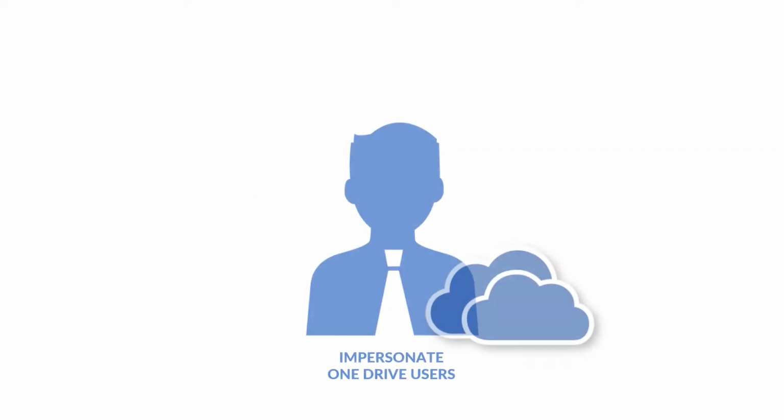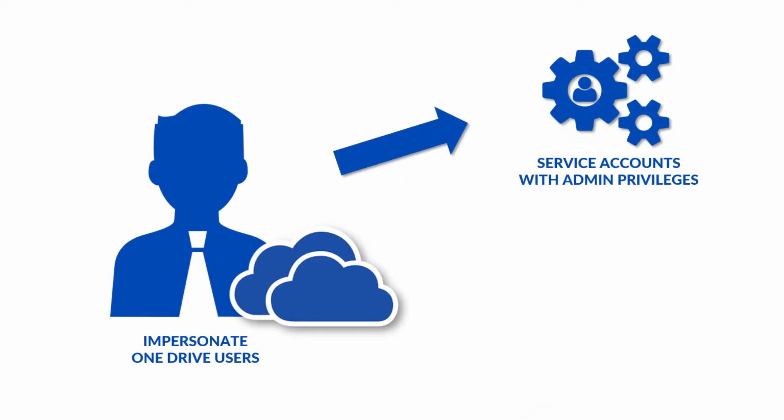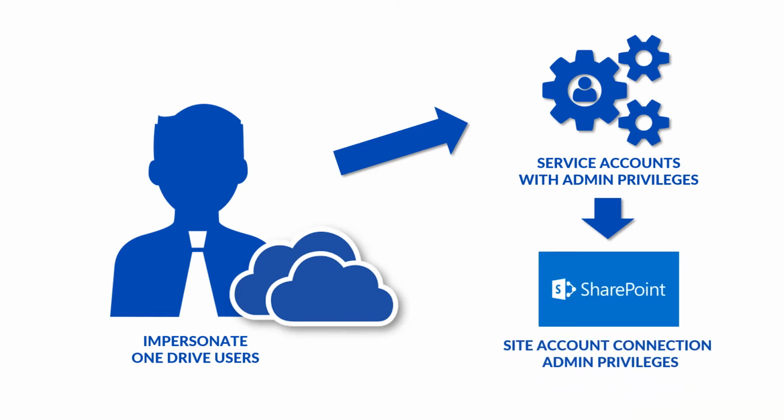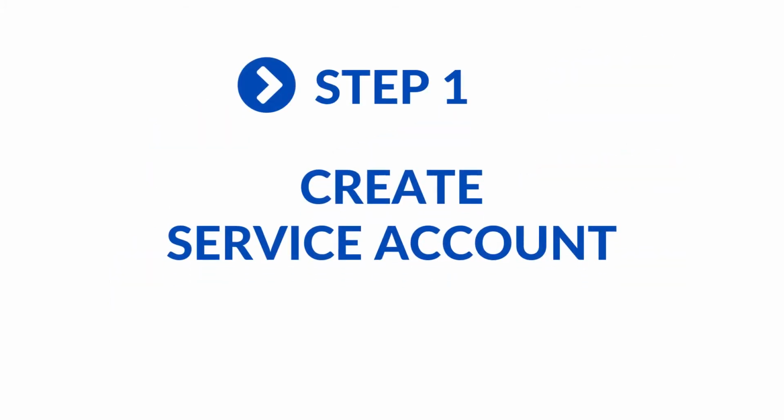To impersonate OneDrive users, we need to create new service accounts with admin privileges, and then assign SharePoint site account connection admin privileges to it. Otherwise, you can use your old account, but it must have admin rights. Now let's check out the steps to create a service account to manage OneDrive for Business access.